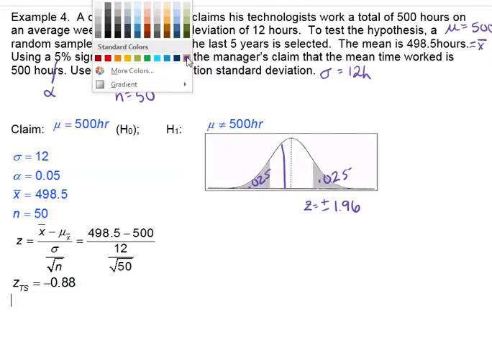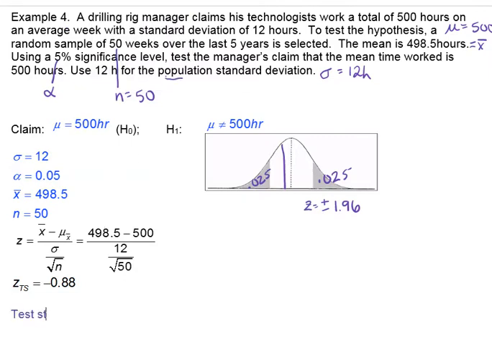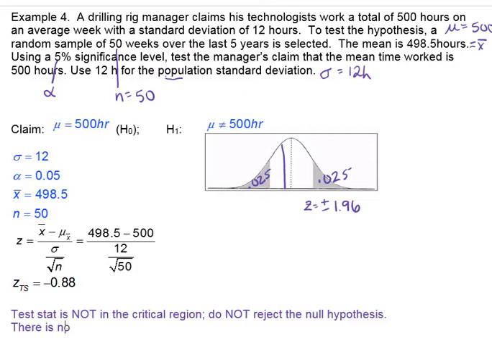So let's write that all down. The test stat is not in the critical region. Do not reject the null hypothesis. And our statement is going to say there is not enough evidence. Specifically in this case, we're not rejecting H0, right? So we're not rejecting that one, so there's not enough evidence, and that is our claim. So there's not enough evidence to reject the claim.